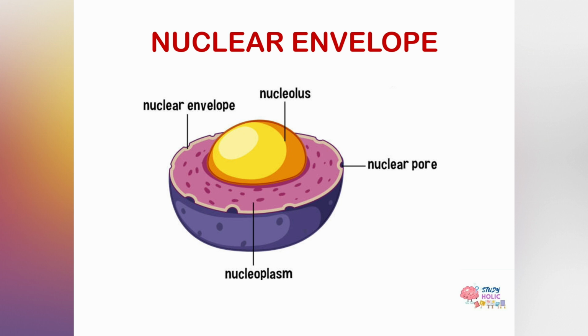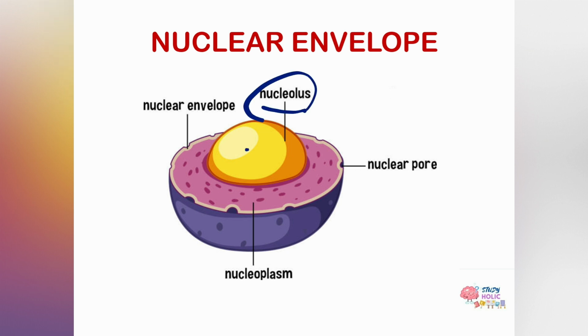So the nucleoplasm is similar to cytoplasm, but it is slightly different from the cytoplasm because it is involved in the formation of the DNA and RNAs. So that was all about it. Now let's move on to the nucleolus, the next one.